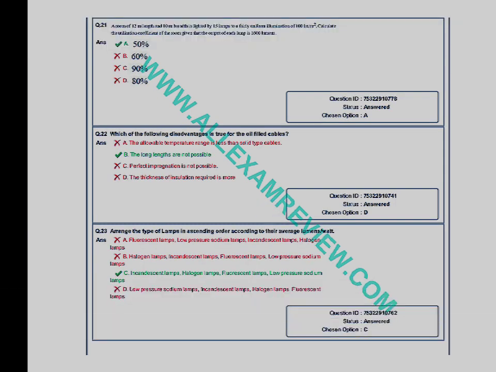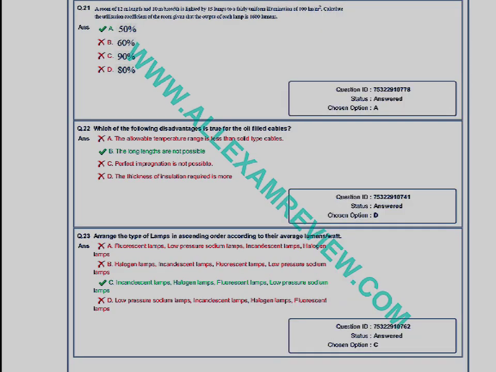A room of 12-meter length and 10-meter breadth is lighted by 15 lamps of fairly uniform illumination of 100 lumen per meter square. Calculate the utilization coefficient of the room given that the output of each lamp is 1600 lumens. Yeah, it's a problem based question, but an easy one. Option A, 50%.